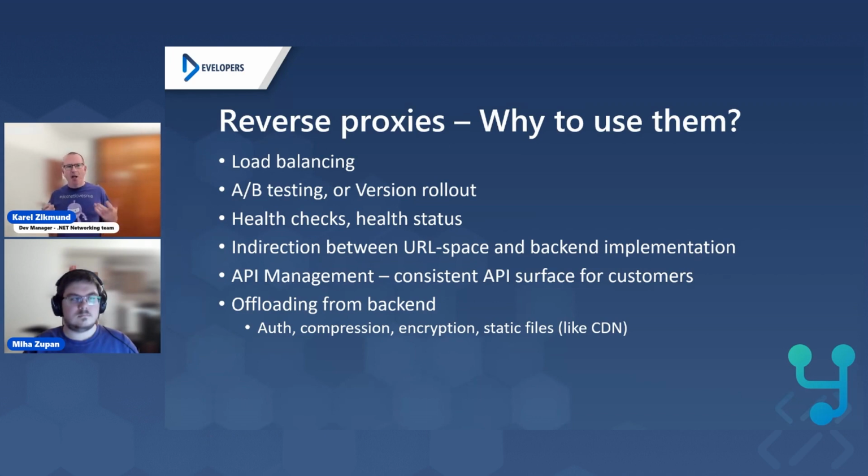The other thing I alluded to in the previous slide is API management. You have the choke point, the public endpoint of the API, and over there you can have a consistent API, whatever you do on the backends. If you split services into two or into microservices, or create some kind of deep nesting, it doesn't matter, because everything is hidden behind the reverse proxy. It creates this indirection between the URL space, or the public API, and whatever is on the backend. And as I mentioned, offloading from the backends is another useful thing.